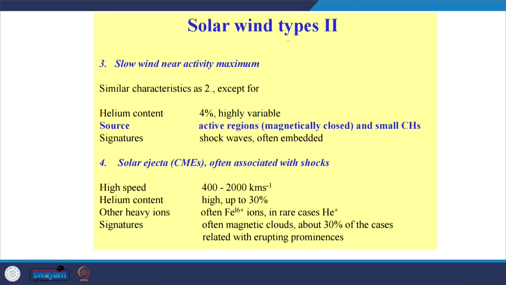And type 2 solar wind is what you get near solar activity maximum, and it is also associated with shocks, and its velocity can go as high as 2000 kilometers per second.